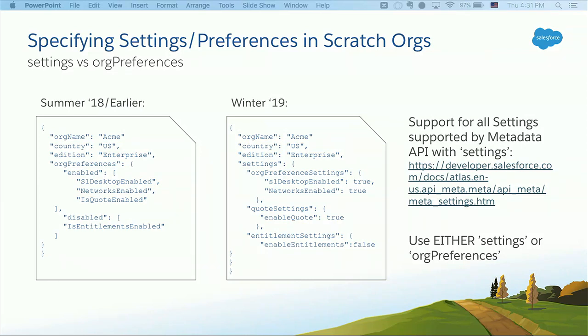You can see in here that we've got the hierarchy that matches, again, the hierarchy that you would see in the Metadata API guide. You can see this all in the Metadata API reference guide. And the conversion that we've got now is going to be manual. We're working on a tool to automatically convert these. It's a pretty straightforward conversion, though. Key thing to note here, we're going to support both syntaxes in winter. Both the settings and the org preferences syntax, but you have to use only one or the other. So if you want to take advantage of any of the new settings syntax, you're going to have to convert the org preference syntax that you have over to the new format.